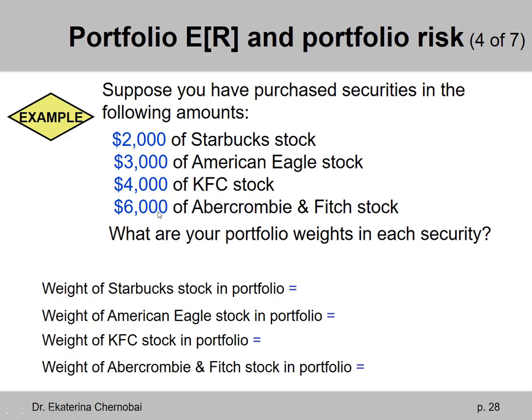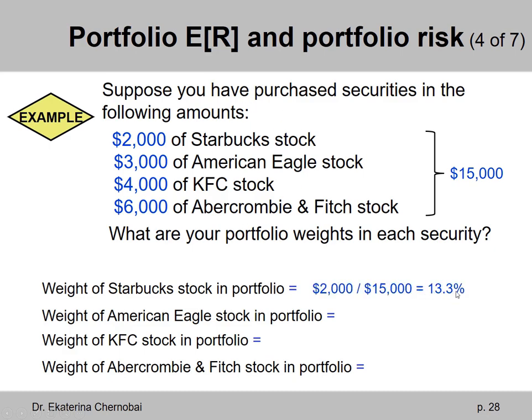So remember, we need to calculate the weights based on the total amount of money that was invested in the portfolio. What is the total? 2,000 plus 3,000 plus 4,000 plus 6,000 gives $15,000 total invested. And then we can proceed to calculating the weights, the 4 percentages, which must add up to 100%. The weight of Starbucks stock in the portfolio equals $2,000 invested into Starbucks stock divided by a total of $15,000 invested into all 4 stocks.